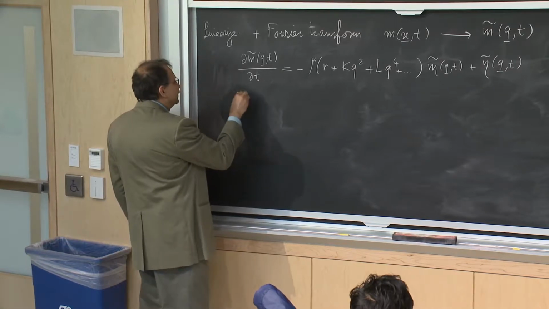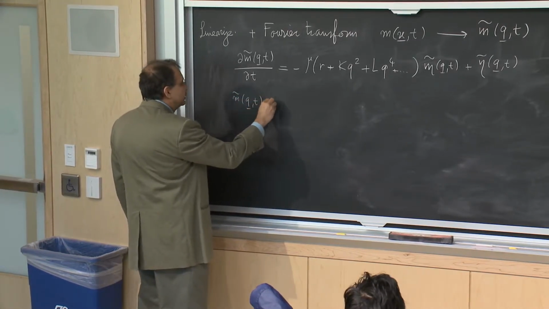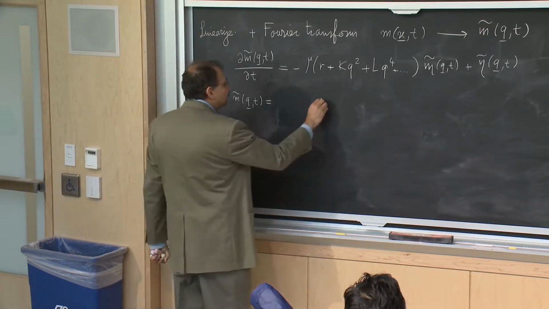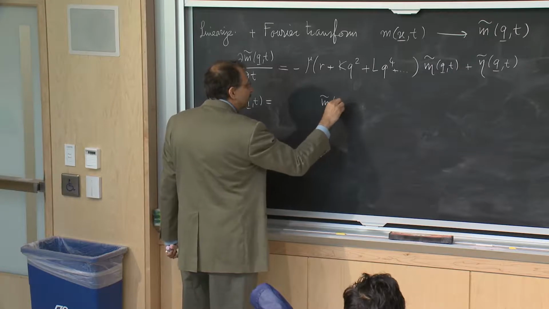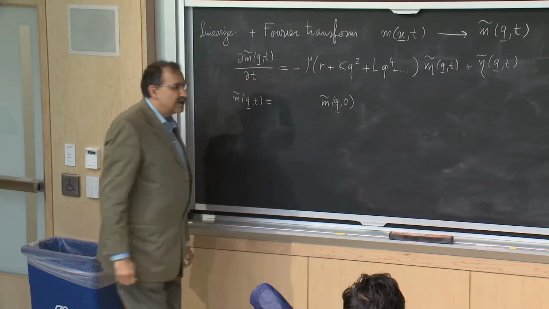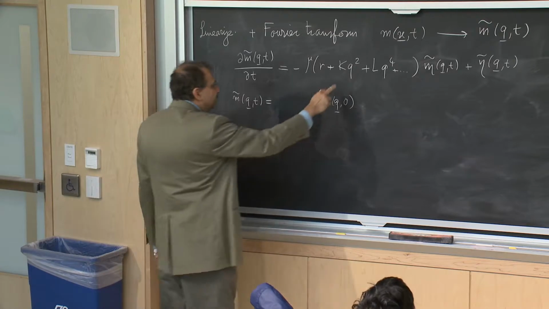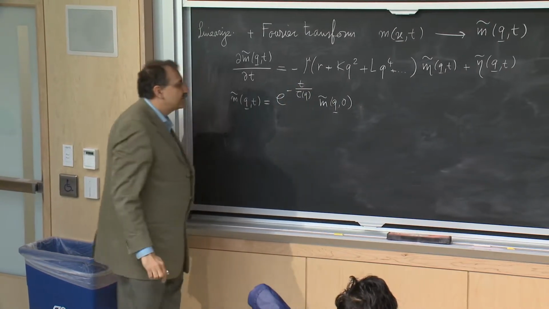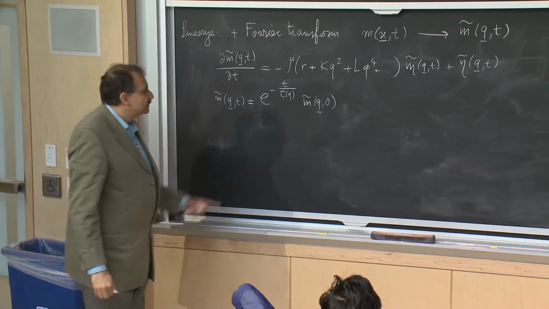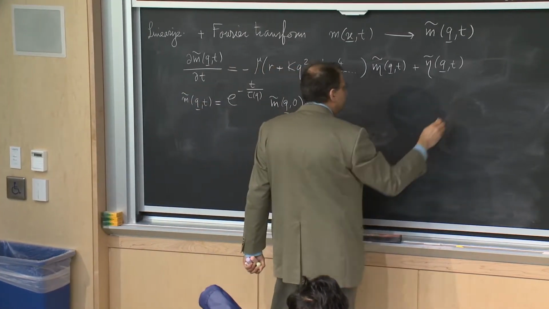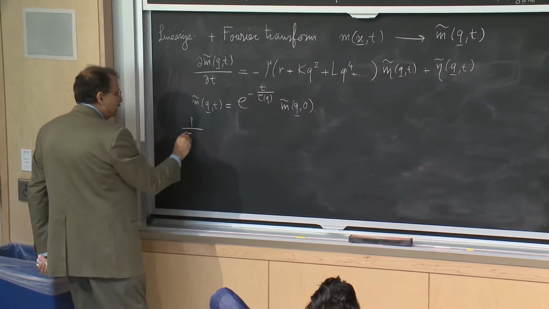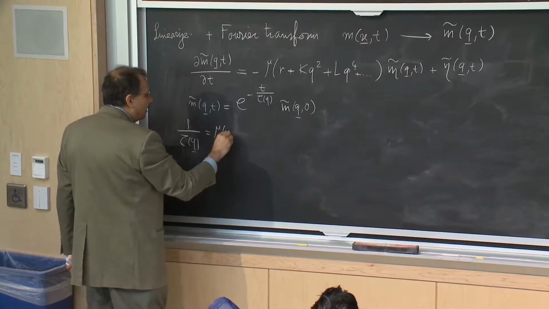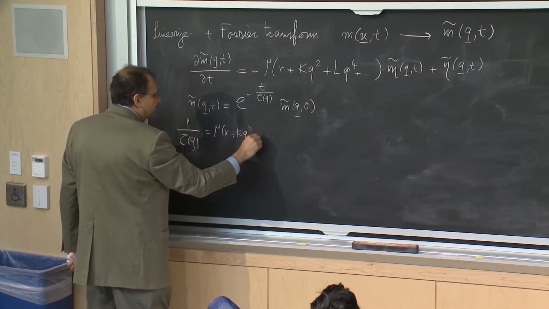For a linear equation, m tilde of q and t, if I didn't have the noise, I would start with some value at t equals 0, and that value would decay exponentially with a characteristic time that I will call tau of q, and 1 over tau of q is simply this: mu r plus k q squared and so forth.